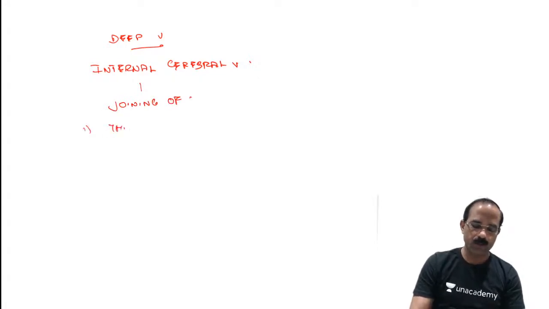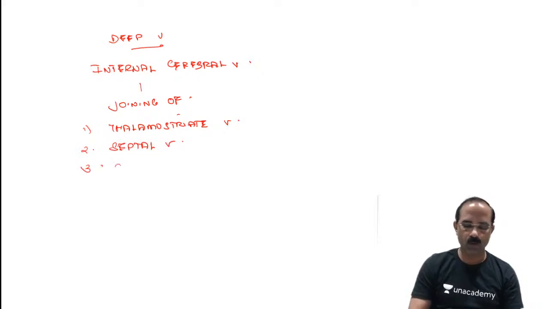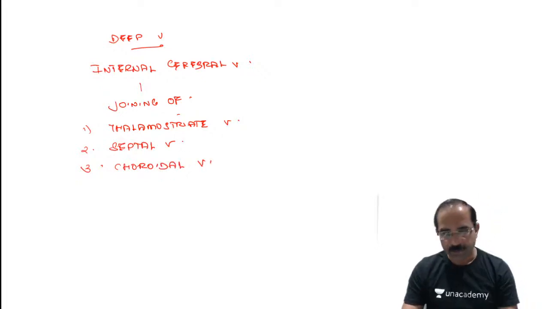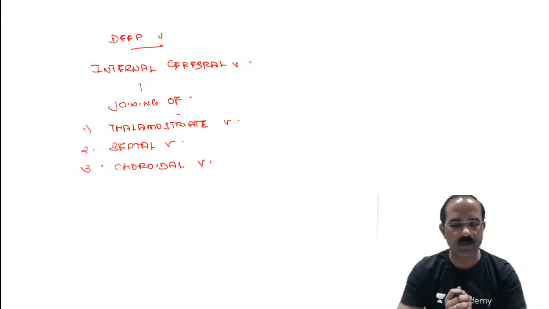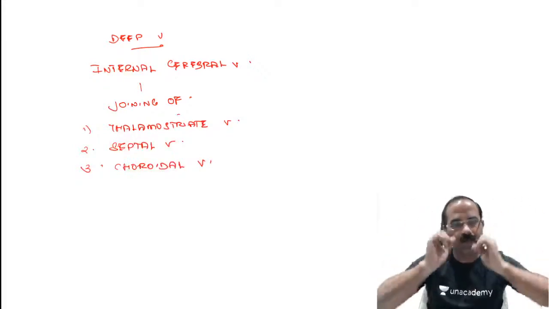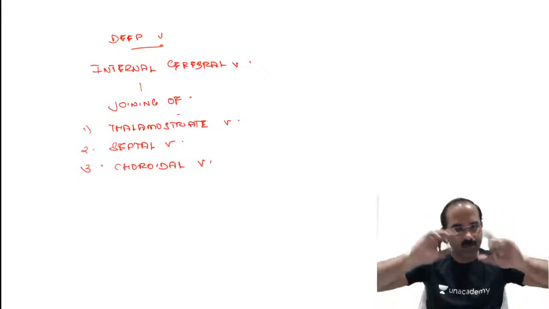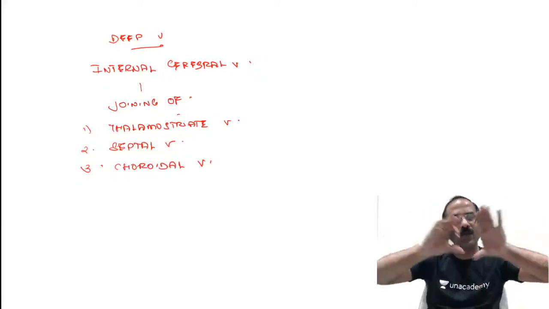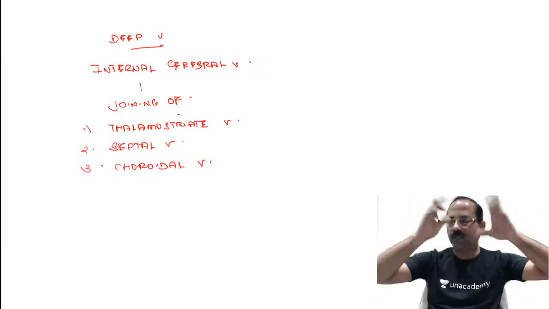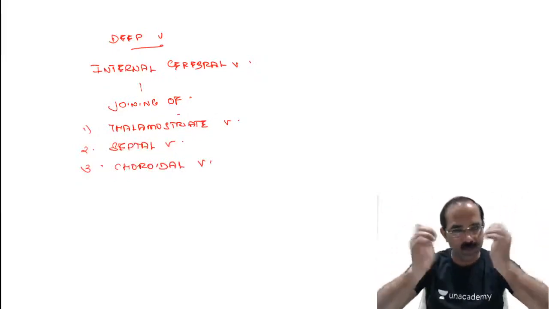one, the thalamostriate vein, second, the septal vein, and third, the choroidal vein. So thalamostriate, what does this mean? It lies between the thalamus and the caudate nucleus. The vein which drains the thalamus and the caudate nucleus is known as the thalamostriate vein.